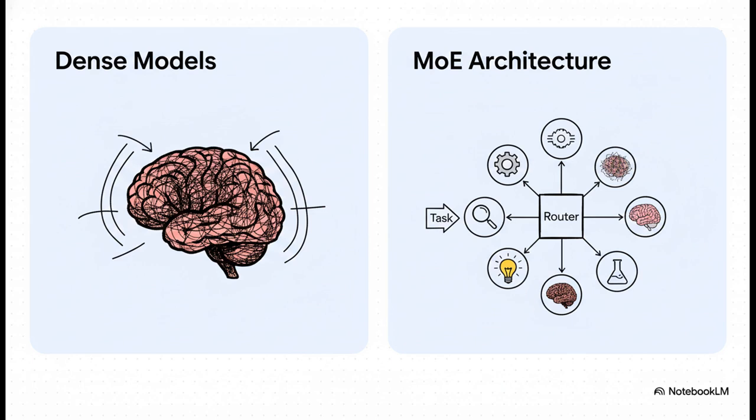Qwen 3.5 uses what's called a mixture of experts, or MOE architecture. And this is way more like having a board of specialist advisors. A task comes in and the model is smart enough to say, okay, for this, I only need my math expert and my logic expert. It routes the problem to just the handful of specialists who are best for the job, while everyone else just sits back and saves energy.